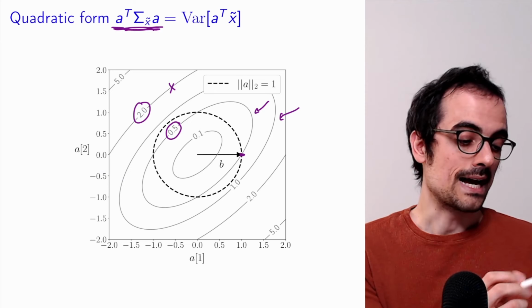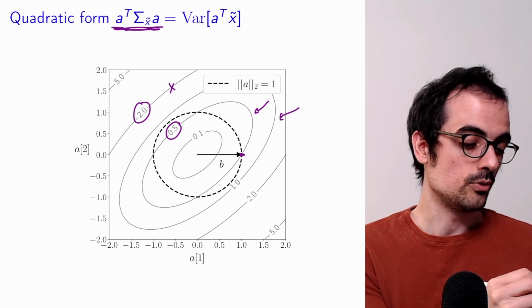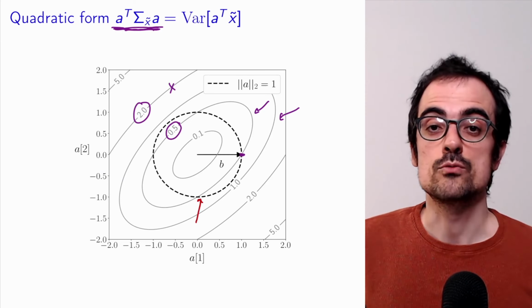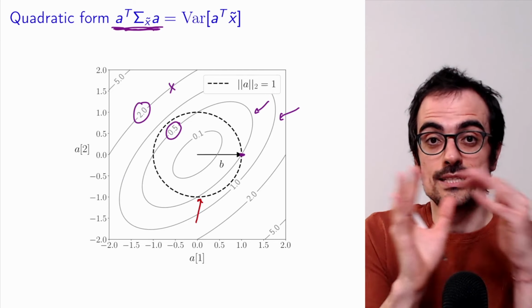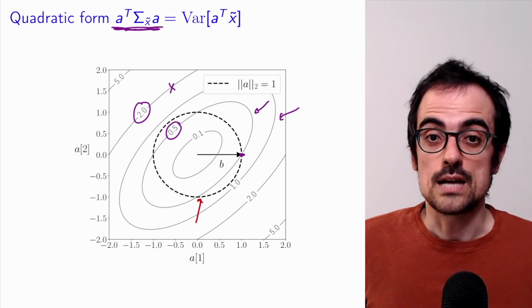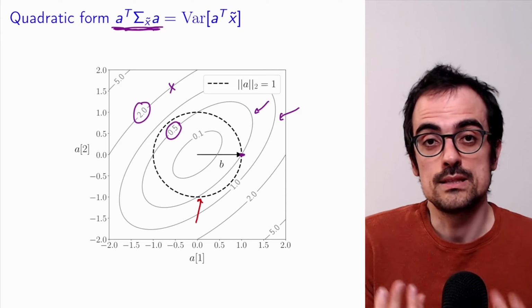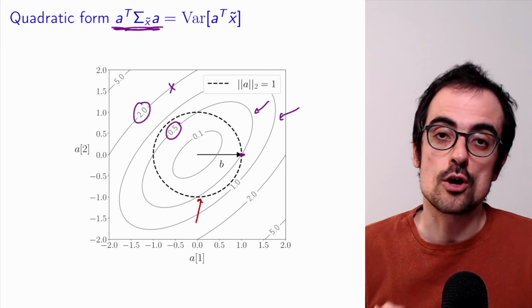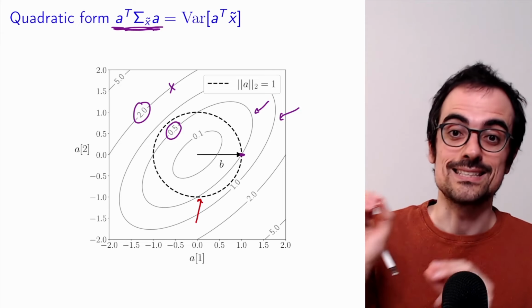The reason why I have drawn this unit circle here is that if we're interested in the variance in certain directions of space, as we have seen, we're going to compute that variance by taking an inner product with a unit norm vector in that direction.